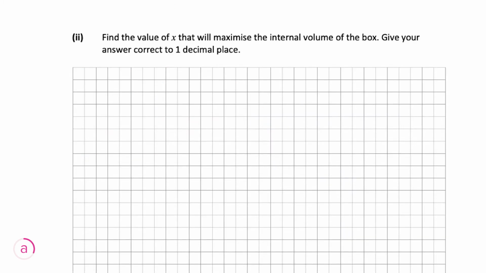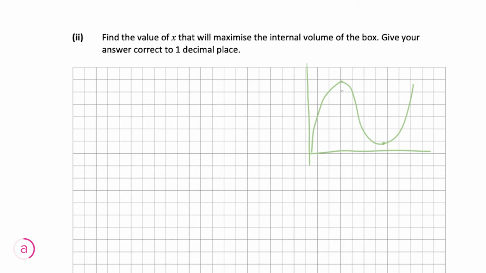Now moving on to part 2. It asks us to find the value of x that will maximize the internal volume of the box. Give your answer correct to 1 decimal place. So as we know, the volume of this box was given to us as a cubic function. So it'll look something like this, very roughly. So it's going to have 2 points for a max or a min.